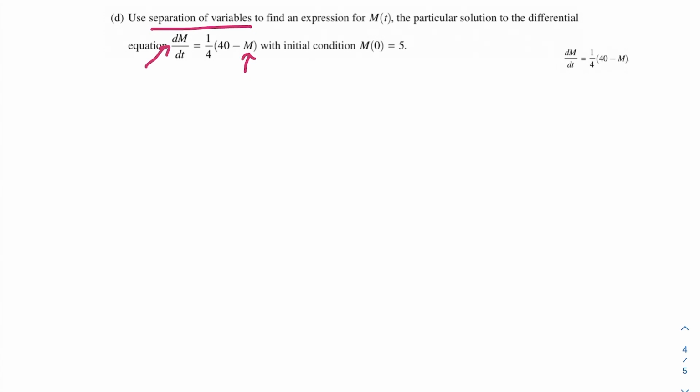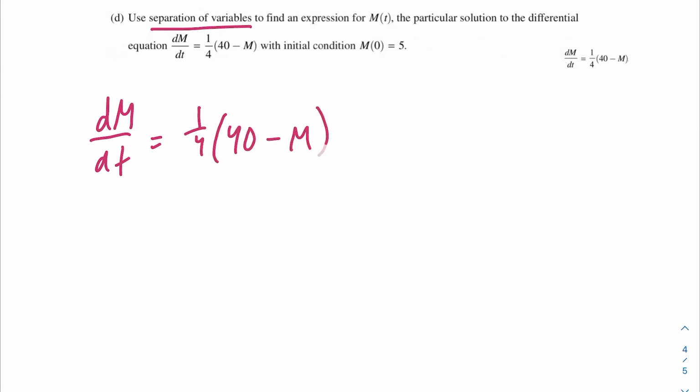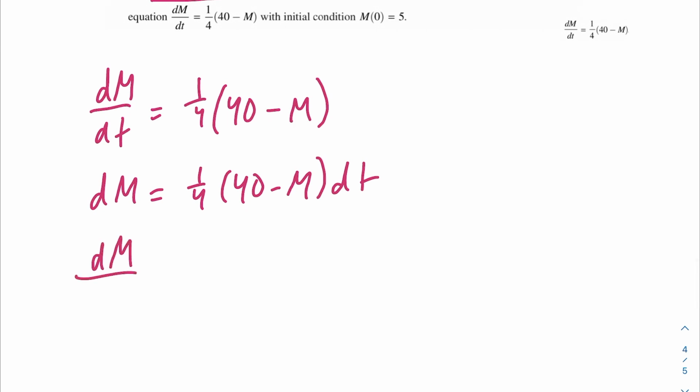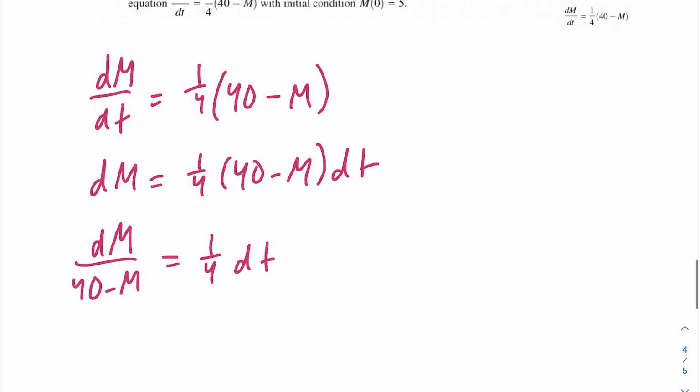So what we can do is take our expression, dm over dt is equal to 1/4 times 40 minus m. We can multiply the right side of our equation by dt, so we get dm is equal to 1/4 times 40 minus m dt. Then we can divide both sides by 40 minus m, so we get dm over 40 minus m is equal to 1/4 dt. And I would say that we have successfully isolated all the m variables on one side, and the t variables on the other side.